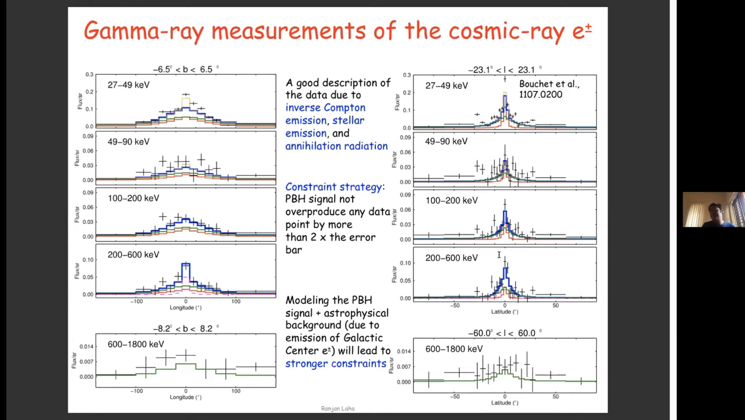So what we did is the simplest thing possible. We say that whatever happens, the primordial black hole signal cannot overproduce these data sets by more than 2 times the error bar, for all these data points. So you take the primordial black hole spectrum, you plot it as a function of longitude and latitude for various energies, and you try to constrain it. Note that this is the most conservative option possible. You can do a better job of modeling the astrophysical backgrounds due to emission of galactic e+ e-, stellar emission, and annihilation radiation, and you get much stronger constraints. But again, our constraints are the most robust constraints there are, and they are still extremely strong.